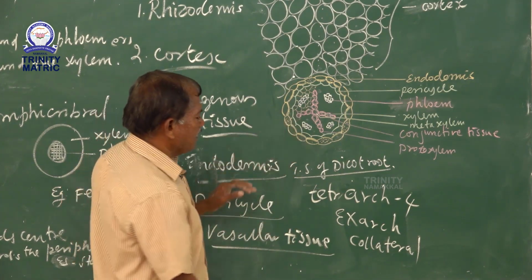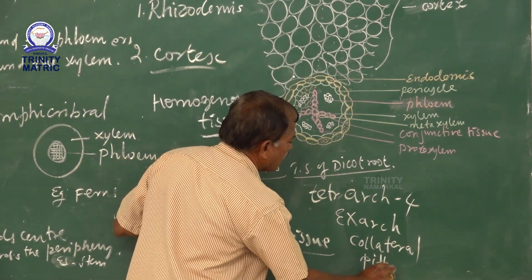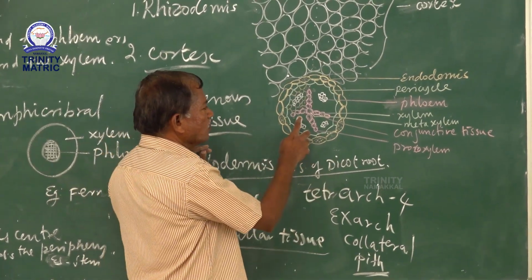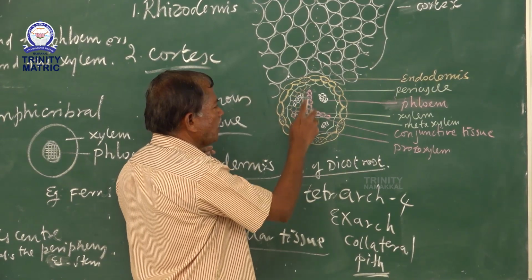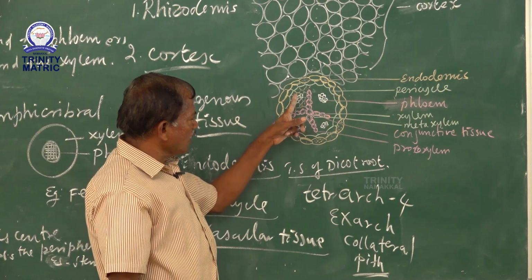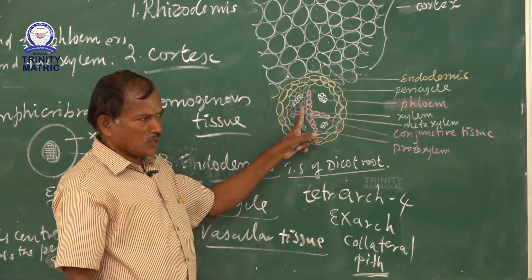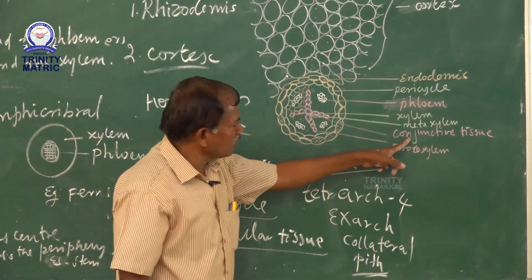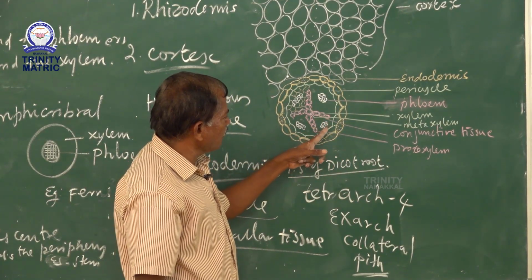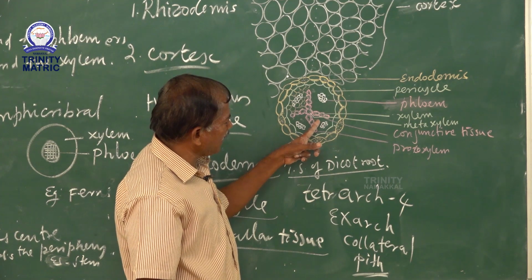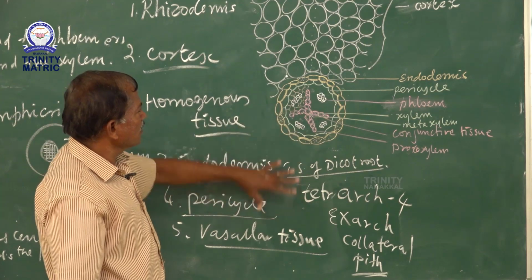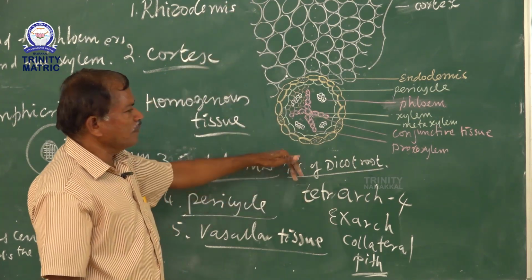Pith is absent in this dicot root. The conjunctive tissue is made up of parenchymatous tissue. What is conjunctive tissue? In between the xylem and phloem there are a few cells made up of parenchyma cells. This is called conjunctive tissue. So this is the description of the T.S. of dicot root.